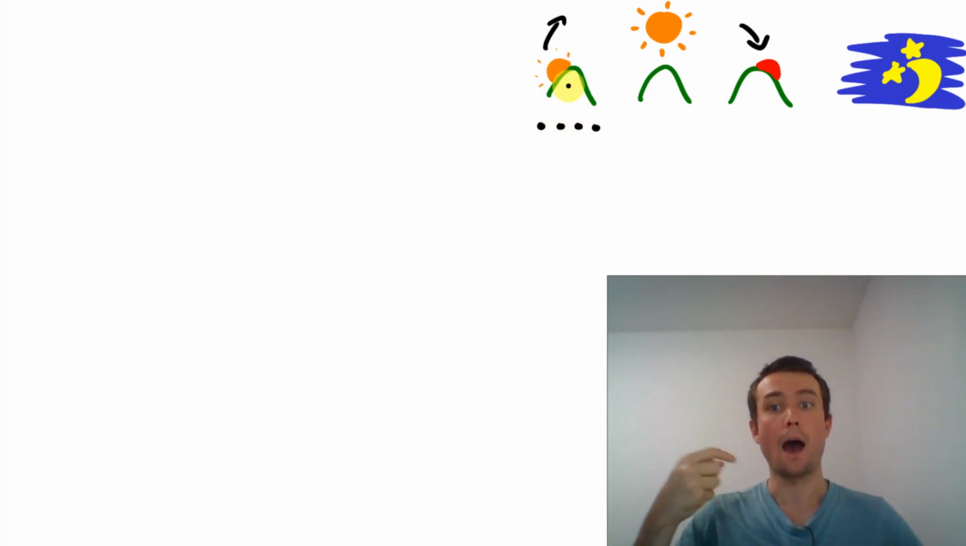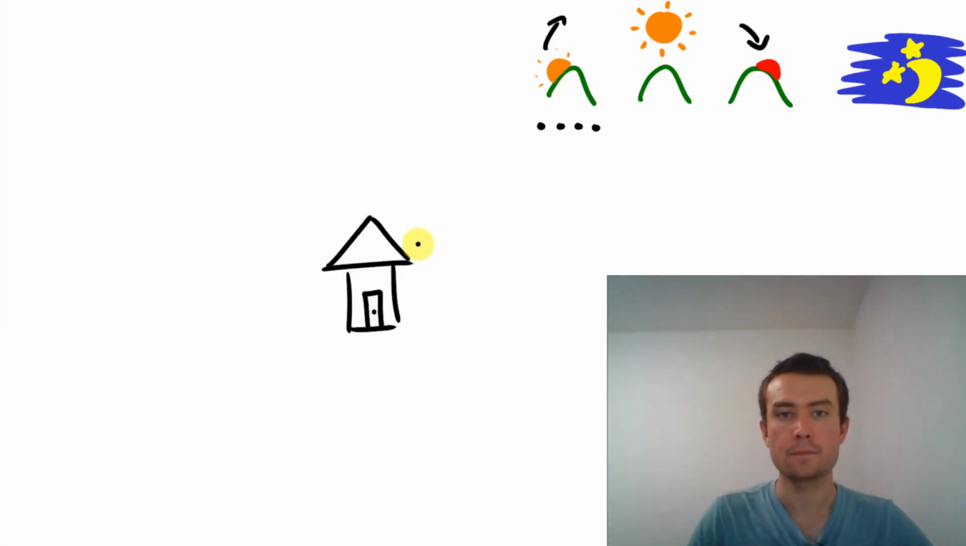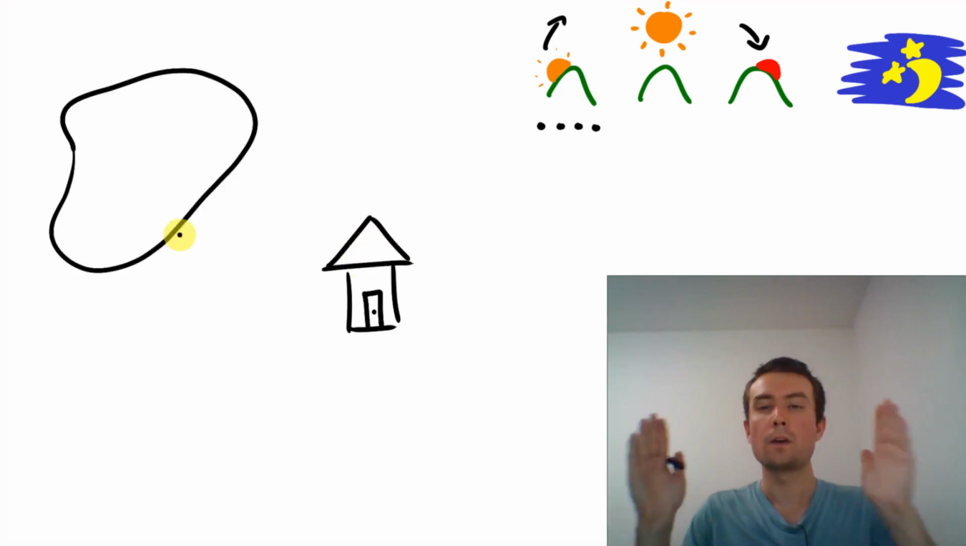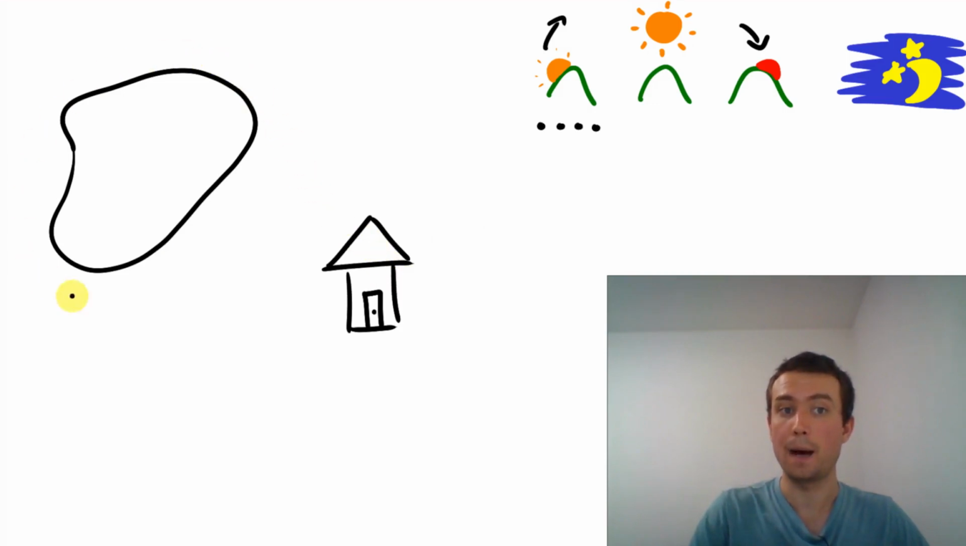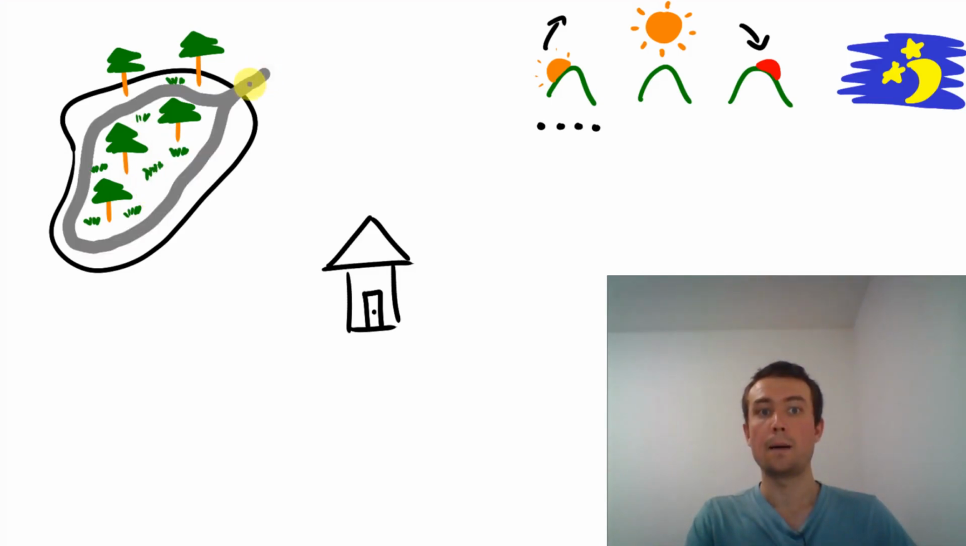Every morning, I go for a walk. This is my house. Close to my house is a park with trees. These are trees, grass, and a path. A path going around the park.